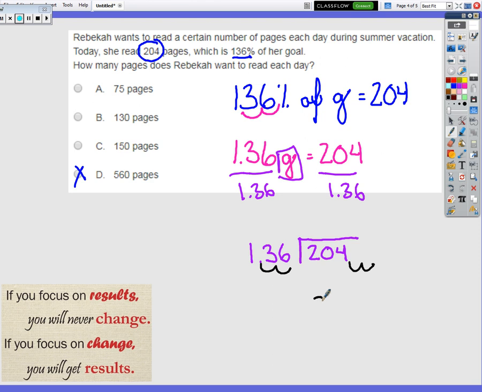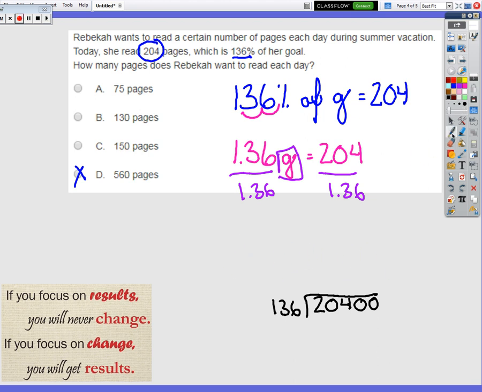This primarily becomes 20,400 divided by 136. Wow, I'm going to erase this so I have some space. I'll put a decimal here at the end, just in case I need it. Okay, I know 136 times nothing will give me 2, not a whole number. 136 times no whole number gives me 20. 136 goes into 204 1 time. I must be careful with my subtraction here.